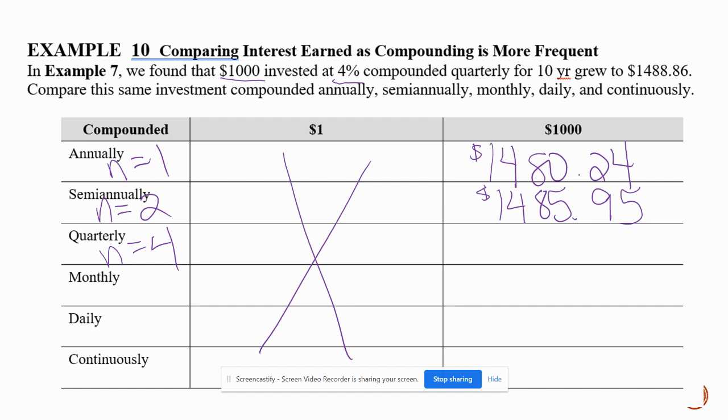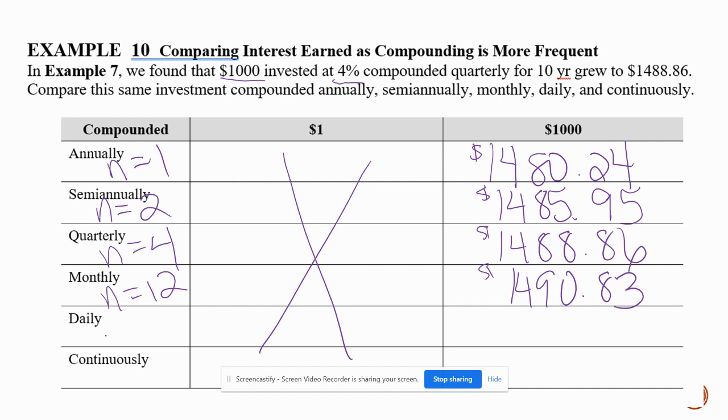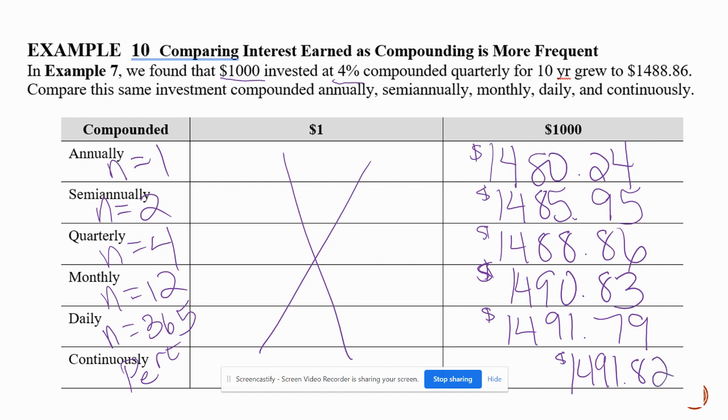Quarterly, 4 times, our balance would be $1,488.86. Monthly, N is 12, $1,490.83. Daily, 365 times, our balance would be $1,491.79. And then continuously, using the PERT formula, we would end up with $1,491.82.